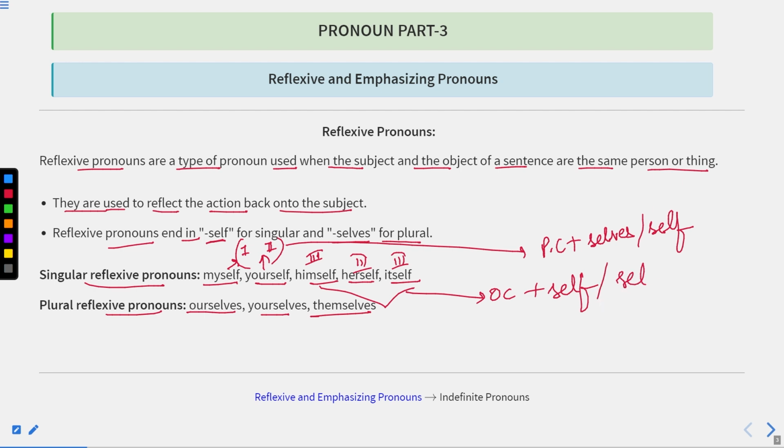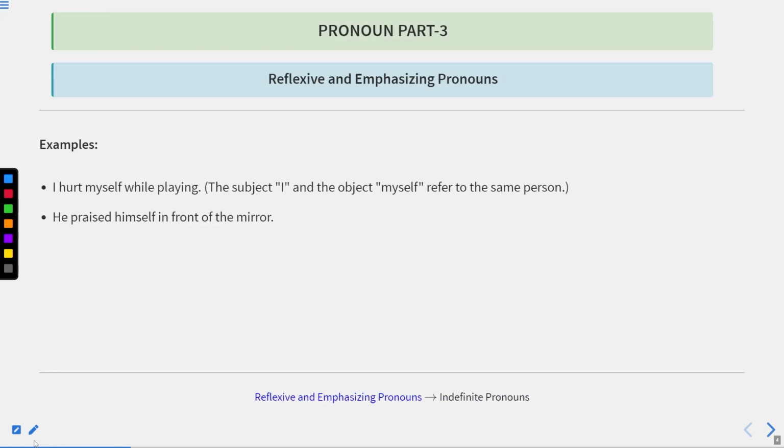Okay, and in case of plural reflexives, ourselves and yourselves are first and second person pronouns. And if we talk about themselves, this is third person pronoun. We add self or selves according to the possessive and the objective case, according to the number of people. Okay, now let us move to the next one.